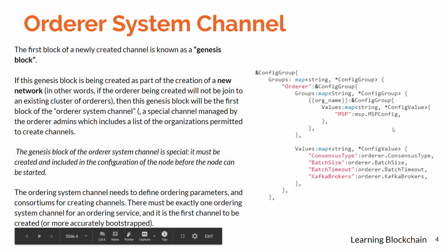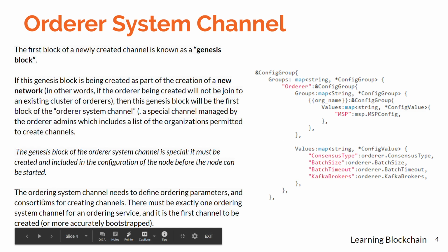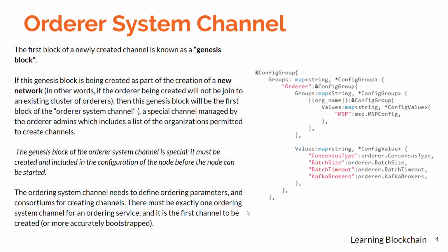We need not understand this particular code snippet, but I have pasted it so that you can get an idea of how, the first time the orderer is created and the Genesis block is created, we point to the MSP ID of those particular organizations inside it. And in the last block I have written: the ordering system channel needs to define ordering parameters and consortium for creating channels. There must be exactly one ordering system channel for an ordering service, and it is the first channel to be created, or more accurately bootstrapped.